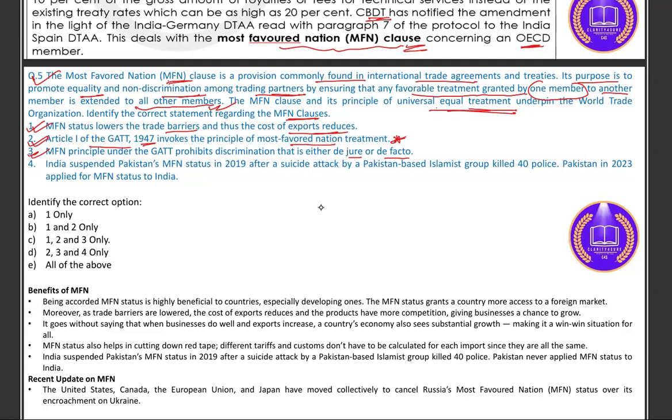India suspended Pakistan's MFN status in 2019 after a suicide attack by a Pakistan-based Islamist group killing 40 police personnel in J&K. Okay, this statement is correct. India has suspended it. Pakistan in 2023 applied for MFN status. This statement is wrong. After that, Pakistan never applied to get the MFN status from India. So by this, option 3 would be correct. 1, 2, and 3 only.